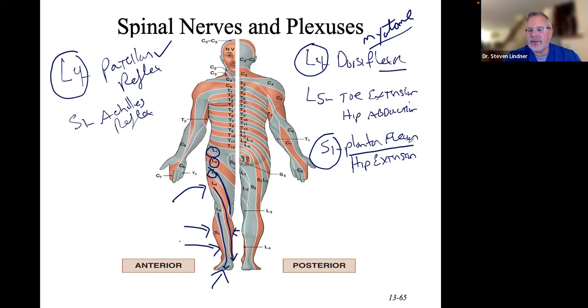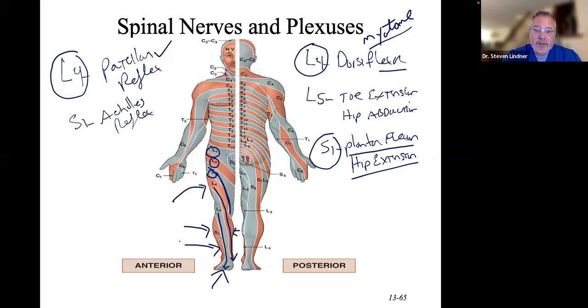S1 is plantar flexion, which is reach for the sun, because you're stepping on your tippy toes. S1 is plantar flexion, reaching for the sun, and hip extension. So if those are weak, I'm thinking, okay, S1 myotome is shot.